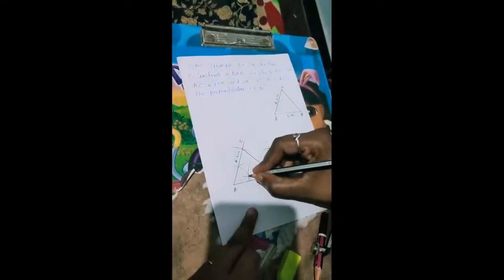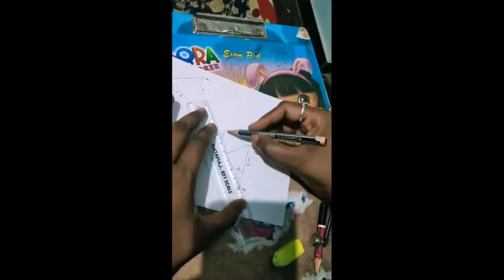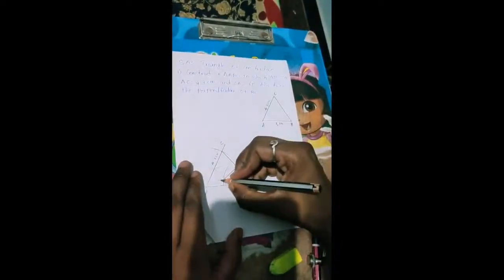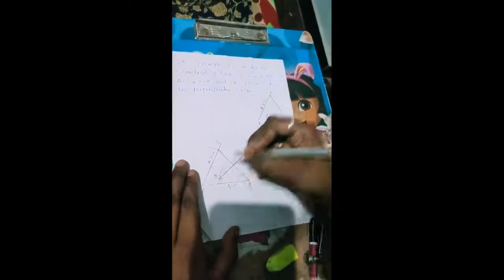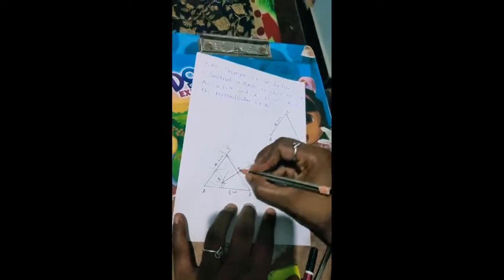Now we have to join both the intersecting points. We have to give the names, that is P and Q. So one is P and one is Q. The midpoint of BC is M. So that is the perpendicular bisector.